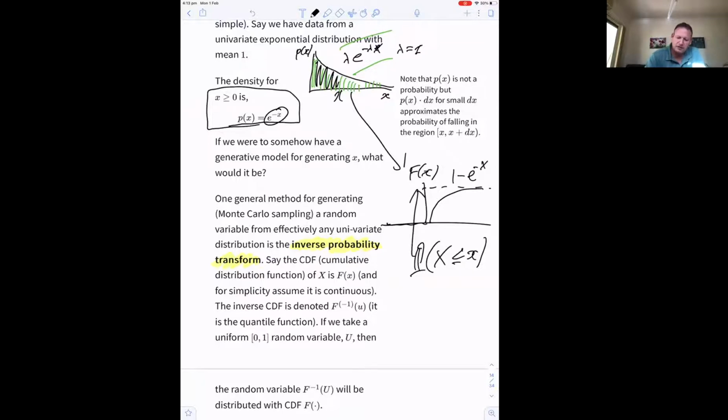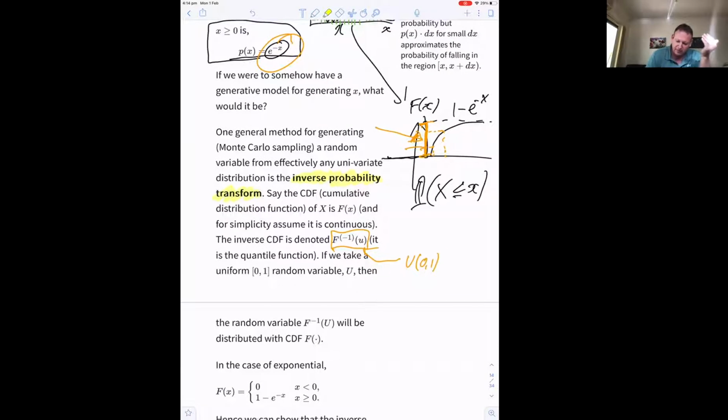The inverse probability transform is an idea which says, just for univariate random variables, so much simpler than these GANs that we're speaking about, stick a uniform random variable here, uniform 0,1, then shoot it onto this axis, and its distribution follows the desired distribution. More formally, look for the inverse function of the CDF, like the quantile function. Stick this uniform 0,1 in the inverse function, and you'll get a random variable distributed like your desired distribution.